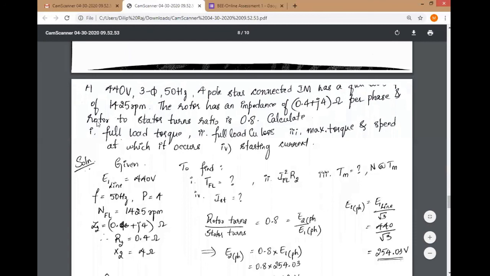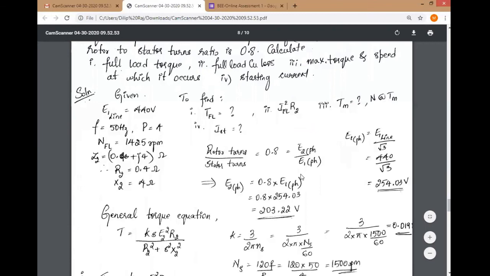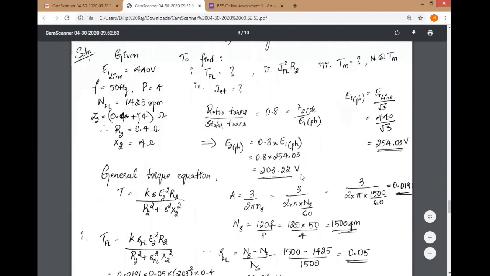Now you should carefully understand. The ratio is rotor to stator, so rotor to stator means it is E2 by E1. It is the same sort of simplification that we have discussed earlier. The E1 value, which is given in line, has to be converted into phase by dividing it by root 3, and substituted in this relation to find out what E2 per phase is. We should always use the per phase value of E2 only in the simplification.